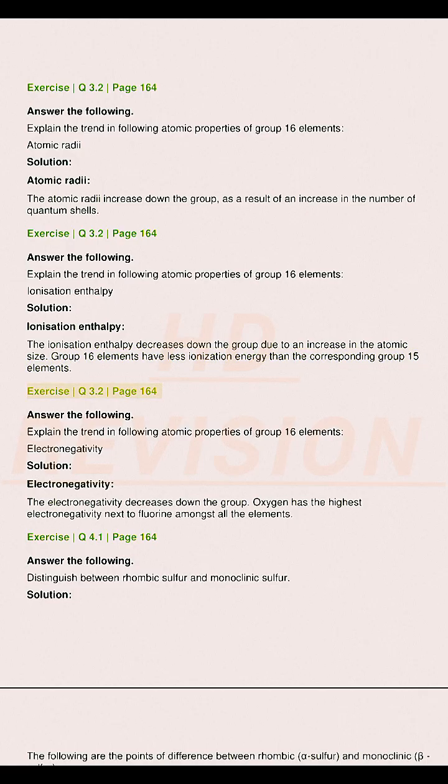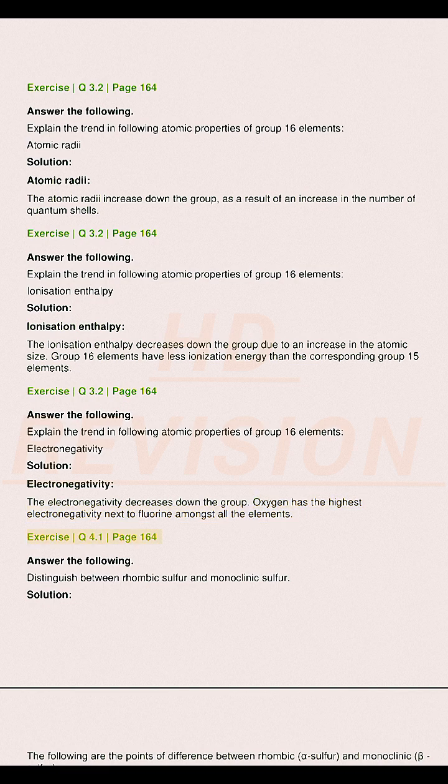Exercise Q 3.2, page 164. Answer the following. Explain the trend in following atomic properties of group 16 elements. Electronegativity. Solution. Electronegativity. The electronegativity decreases down the group. Oxygen has the highest electronegativity next to fluorine amongst all the elements.